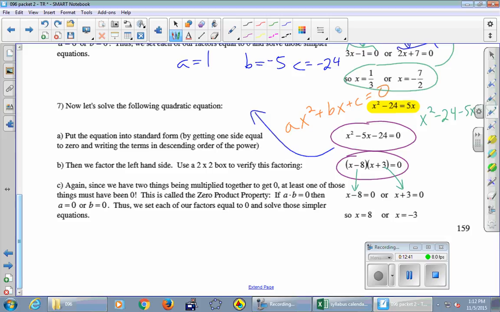And you solve that first equation by doing what to both sides? Adding 8, get x equals 8. How do we solve the second equation? Subtract the 3, and you get x equals negative 3. Those are our two answers. I'll highlight them in yellow. These are the answers to the equation highlighted in yellow. Those are the solutions. Again, we got 2. Questions on that?